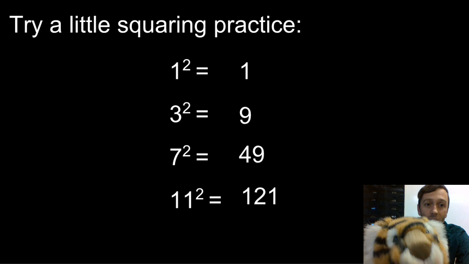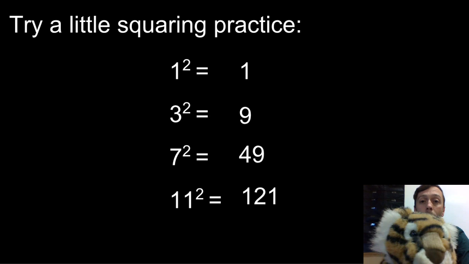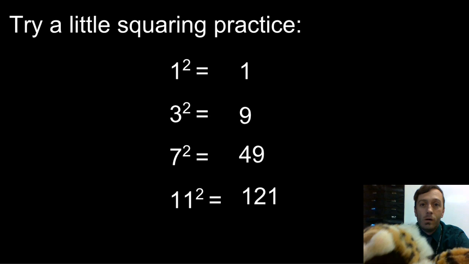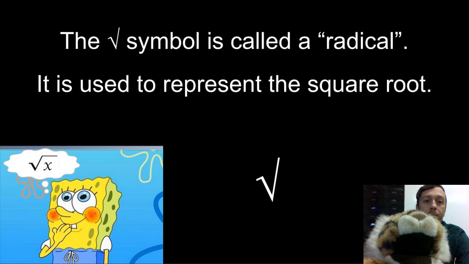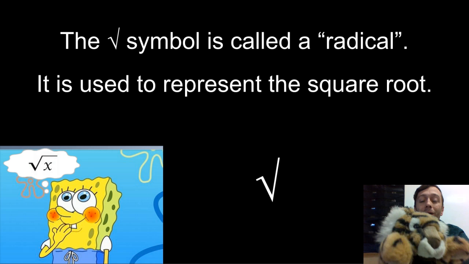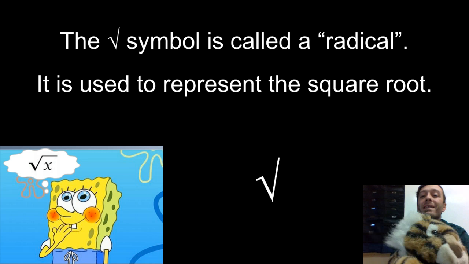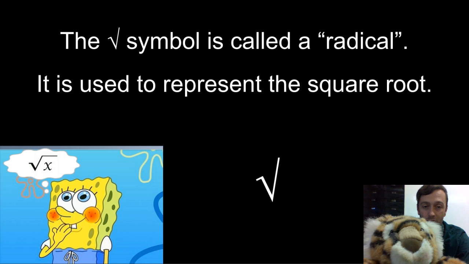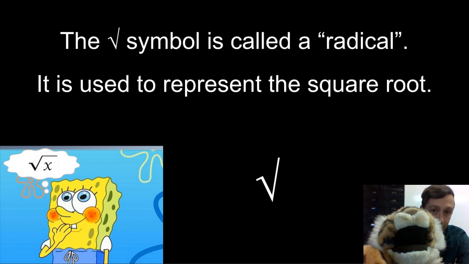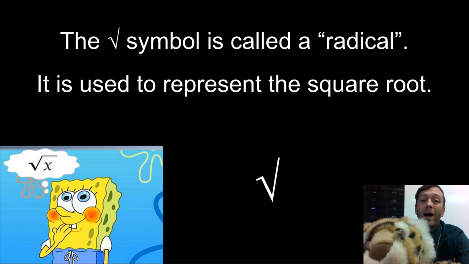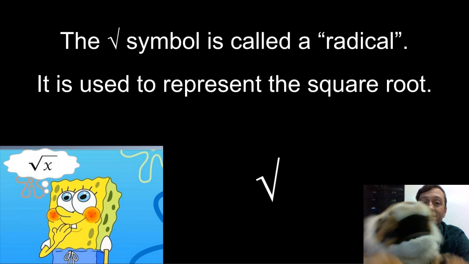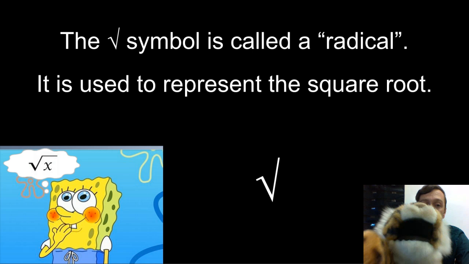So how would you undo squaring a number? It's called a square root. What's that look like? The radical symbol, that thing right there, is called a radical. It is used to represent the square root. Every positive number has a positive and a negative square root. So there are always 2 answers when you take the square root of a positive number.